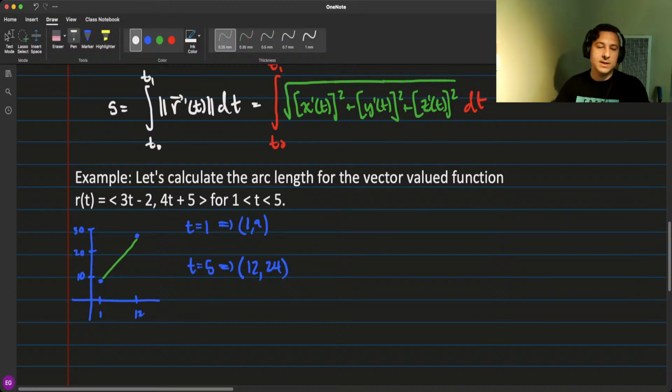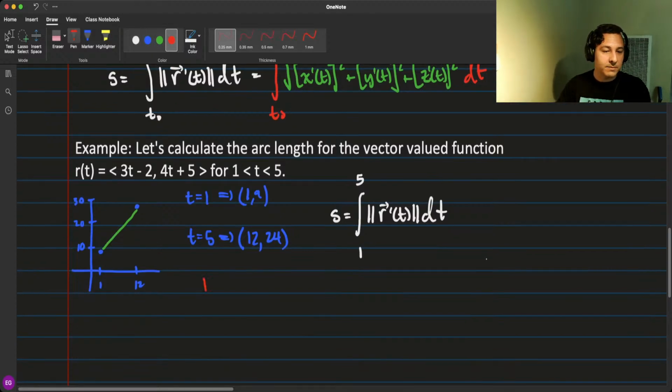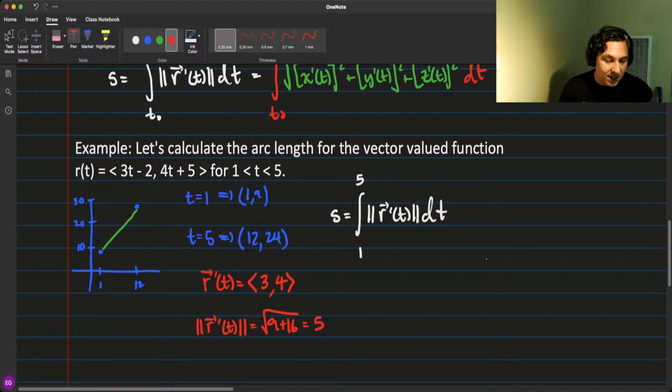So this formula tells you that if you want to find this arc length, you're going to integrate from the first t value to the second t value the magnitude of r prime dt. So the first thing you need to do is calculate r prime. The derivative of 3t minus 2 is 3. The derivative of 4t plus 5 is 4. Then you need to calculate the magnitude of r prime, which will be the square root of 9 plus 16, the square root of 25, which is 5. This is really nice because you get a constant number.